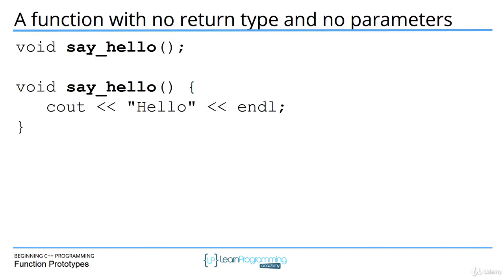The function prototype for the say hello function we saw in the previous video would look like this: void, say hello, and then the empty parameter list. Notice the semicolon at the end, that's very important. We're not specifying a body, only the prototype. If we try to call this function in any other manner, we'll get a compiler error.